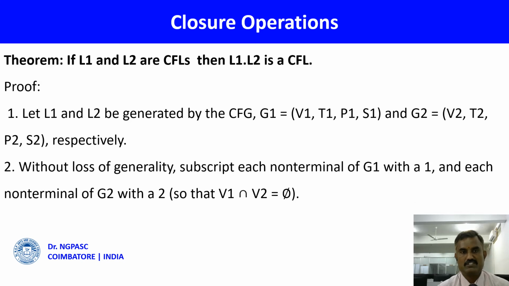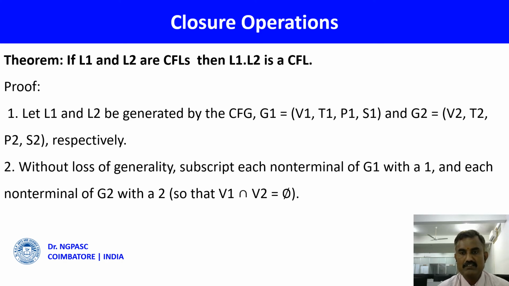Next, if L1 and L2 are two context free languages, then their product, that means L1 dot L2, is also context free. Similarly, let L1 and L2 be context free languages with corresponding grammars G1 and G2. So we can satisfy the above properties: V1 intersection V2 is equal to phi, that means there is no relationship between V1 and V2.